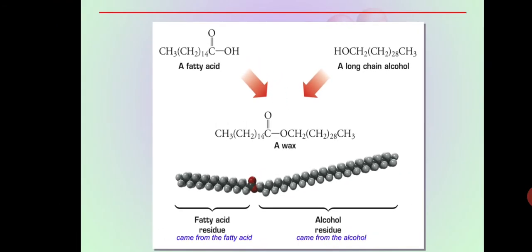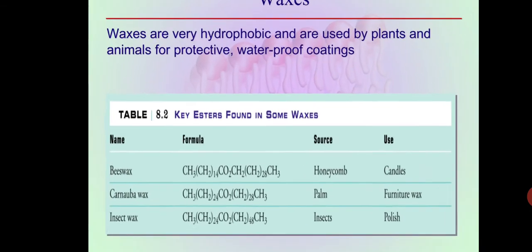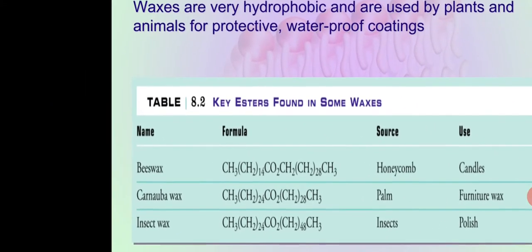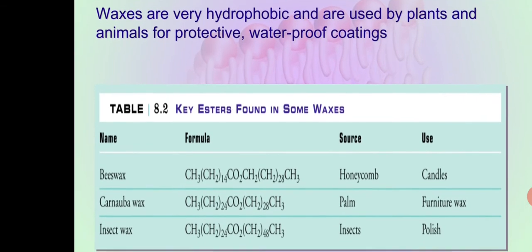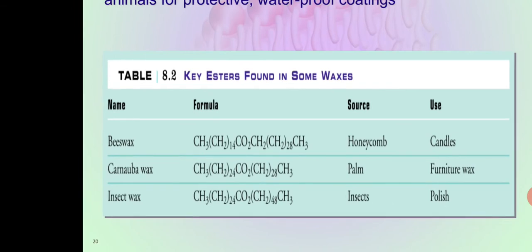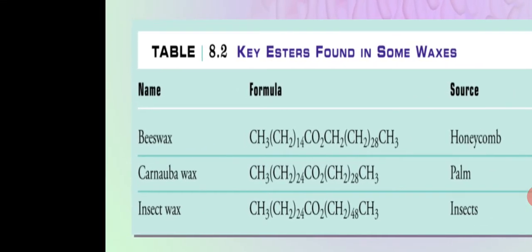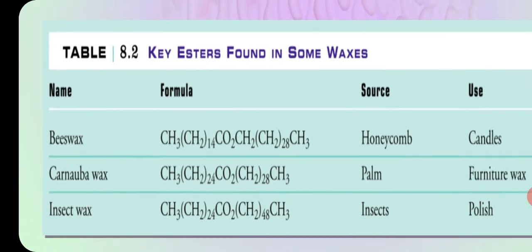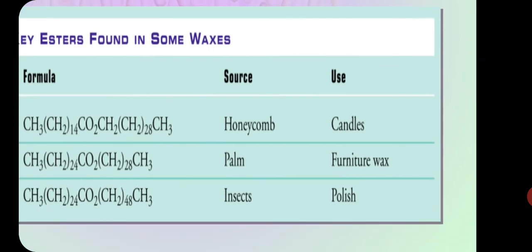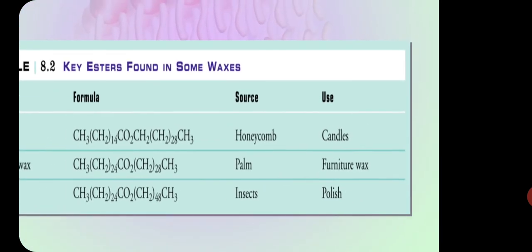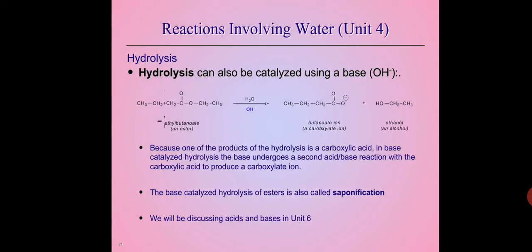Yeah, this I have already shown you. Fatty acid and a very long chain alcohol. These are certain examples of waxes. You have seen waxes in many places. They are hydrophobic, used by plants and animals for protective and waterproof coatings. You are using wax at many places. Examples: beeswax, carnauba wax and insect wax. Their formula is written here. Where they are used: candles, furniture wax, polish. Their source is also mentioned over here. Okay, so you just need to go through the general things like this.